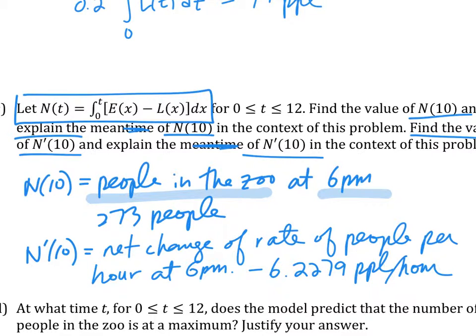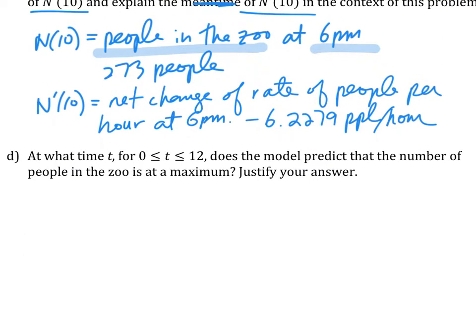I'm not quite sure. I think on the test they will say round to the nearest person or something because it doesn't quite make sense that you're doing digits or decimals on the people. At what time t from 0 to 12 does the model predict that the number of people in the zoo is at a maximum? Justify your answer. Make sure you justify your answer.